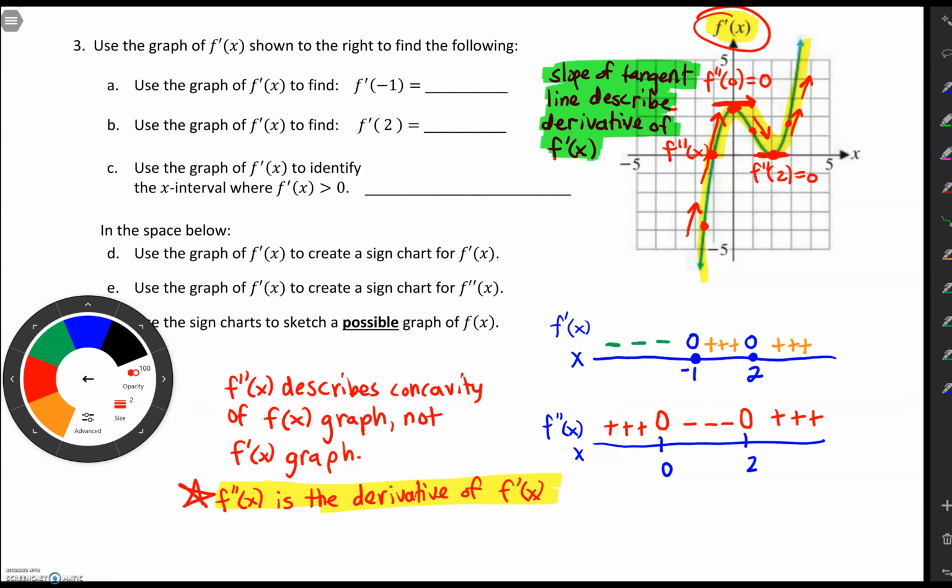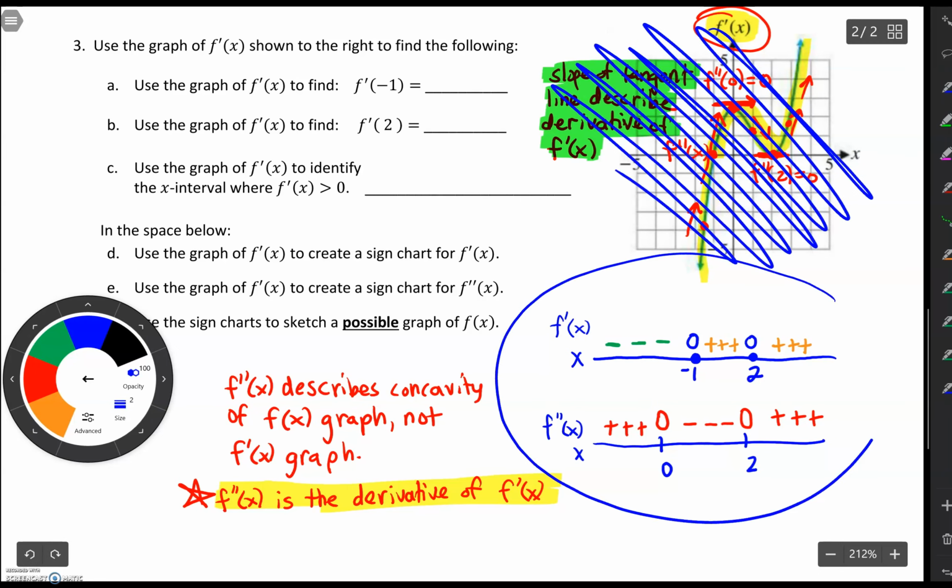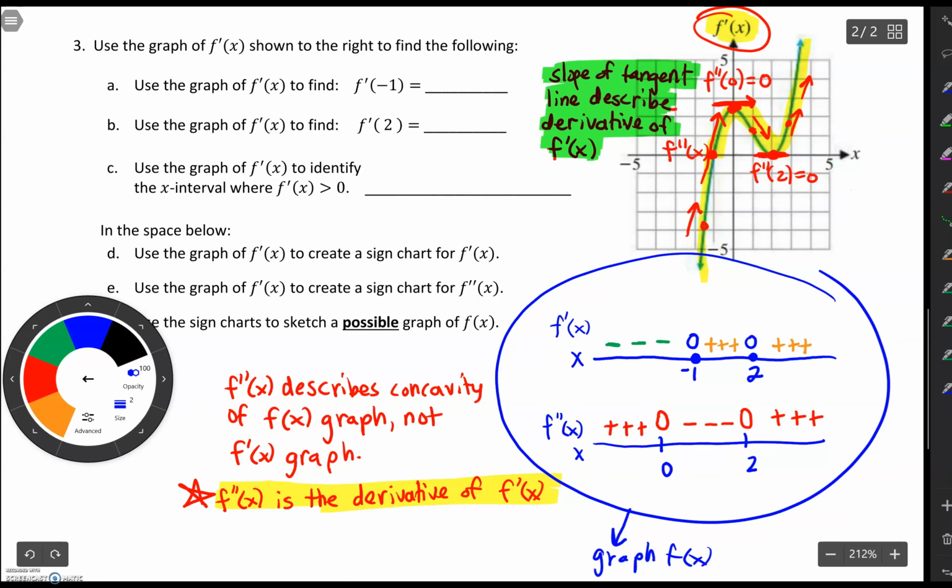So now we have our sign charts. We read the graph of the first derivative to get the first derivative sign chart and the second derivative sign chart. So now I'm going to completely ignore this graph and just use the sign charts to think about the graph of f of x. Now, maybe I shouldn't completely ignore the graph of the derivative yet.